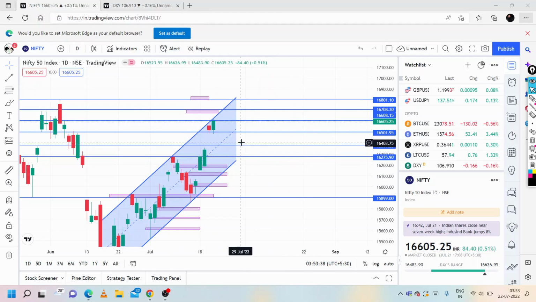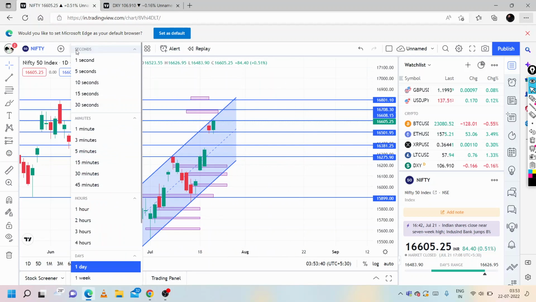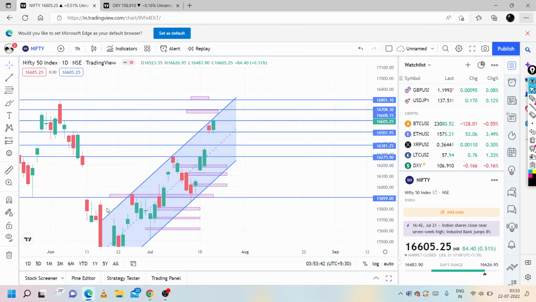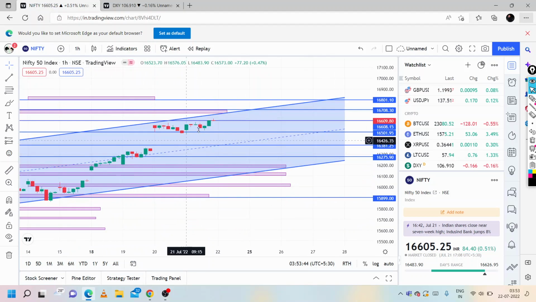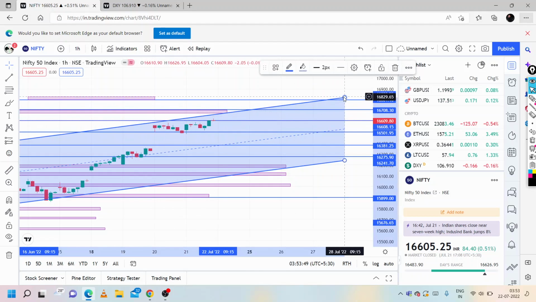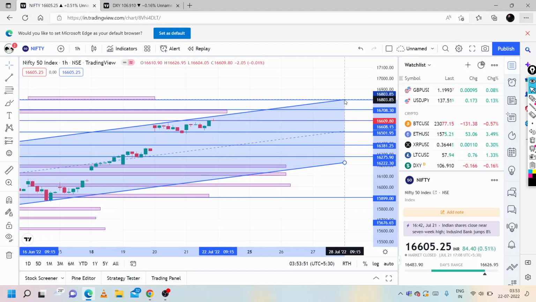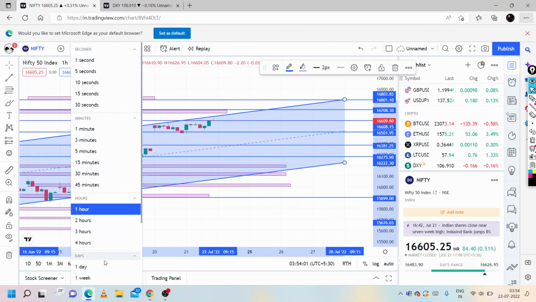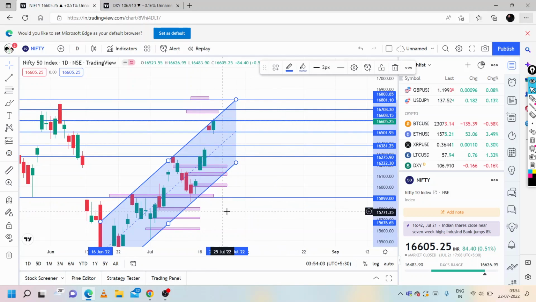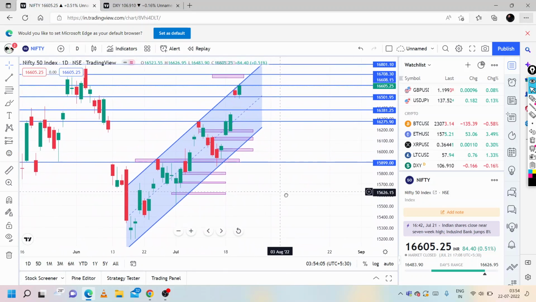and we can also see, if we put it on hourly time frame, that as I told you guys, this met the resistance on the upper side and it came back. So the Nifty is still in the channel that I have showed you on daily time frame. I'll go back there again.